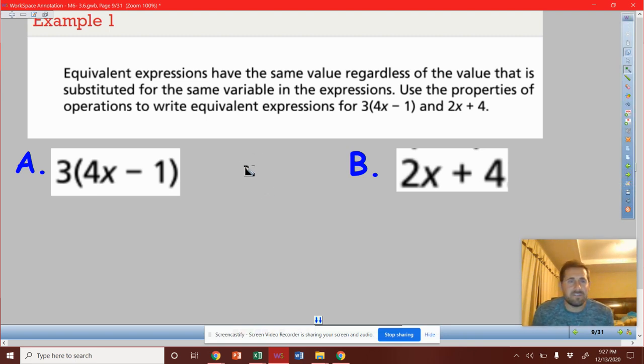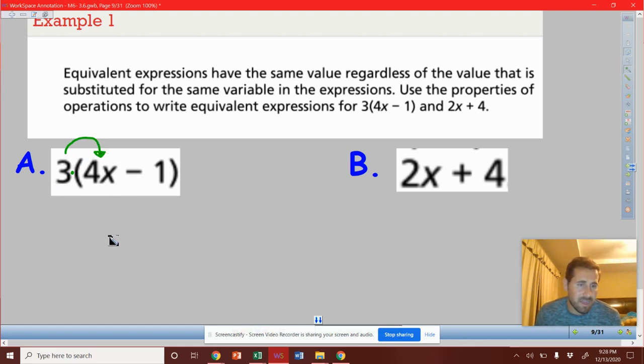So we're going to do this in multiple ways, almost like we're doing it backwards. So here you have 3 parenthesis 4x minus 1, close that parenthesis. All right, so what you're doing here in front of a parenthesis, the number and the parenthesis in between there, is always multiply. So what we're being asked to do is take this 3 and distribute it and multiply it by all the numbers you see on the inside.